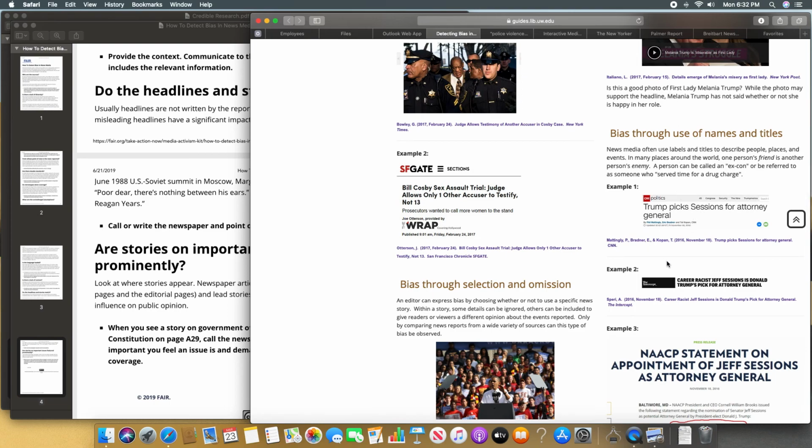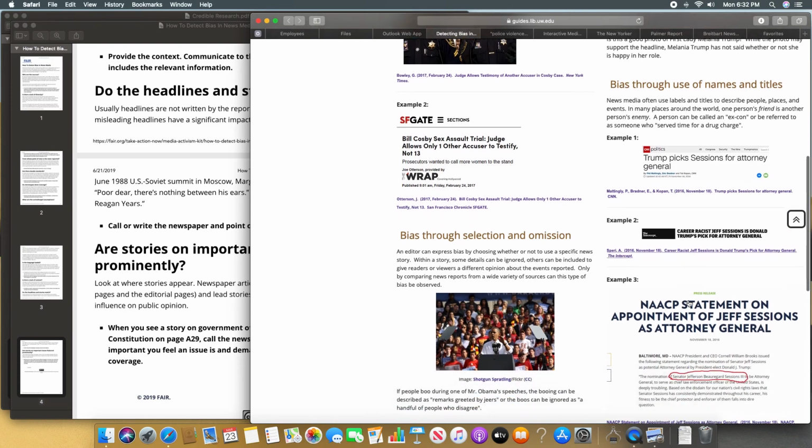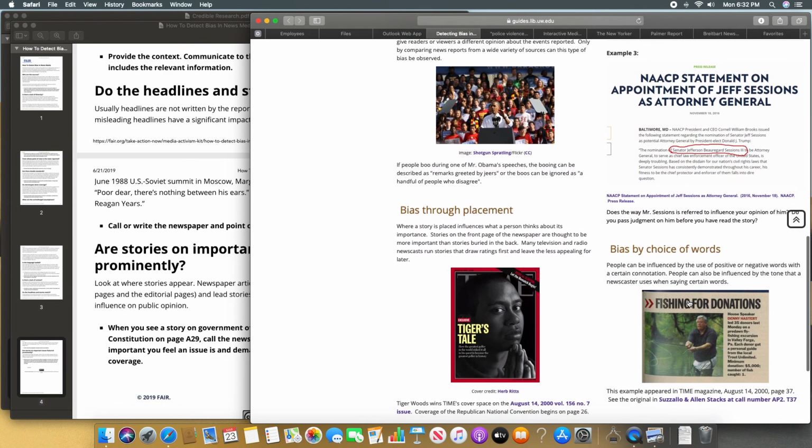All right, so again, thinking about the language too, bias through the use of names and titles, okay? So, right, "Career racist Jeff Sessions," not a lie. "Career racist Jeff Sessions is Donald Trump's pick for the Attorney General." Versus "Trump picked Sessions for Attorney General," okay? Look at the objectivity of this versus this.